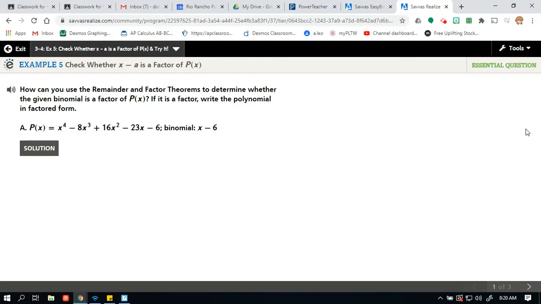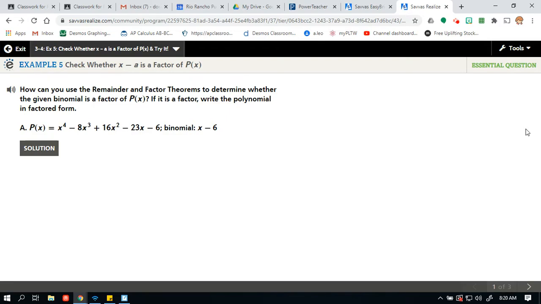Hello everybody and welcome to example 5 from topic 3 lesson 4, another exciting example using division of polynomials, the idea of the remainder theorem and the idea of the factor theorem. So in this we're going to check to see if x minus a is indeed a factor of the polynomial p of x.